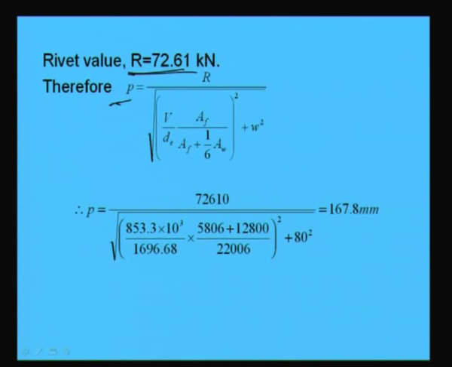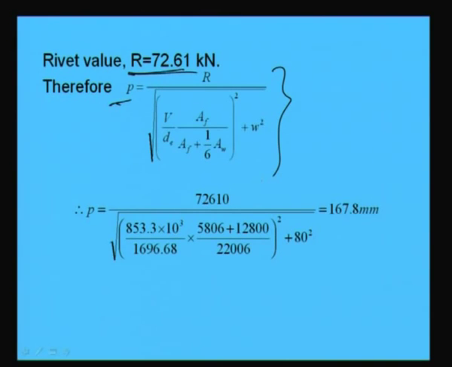Pitch can be found out from this formula which was derived earlier. In fact, this I have not derived in my lecture, which can be found from any standard book, right, that how to find out pitch, right. That will be this one, R by V by dE into AF by AF plus 1 by 6 AW whole square plus W square, right. This is basically horizontal force, say H, and this is say RH, right.